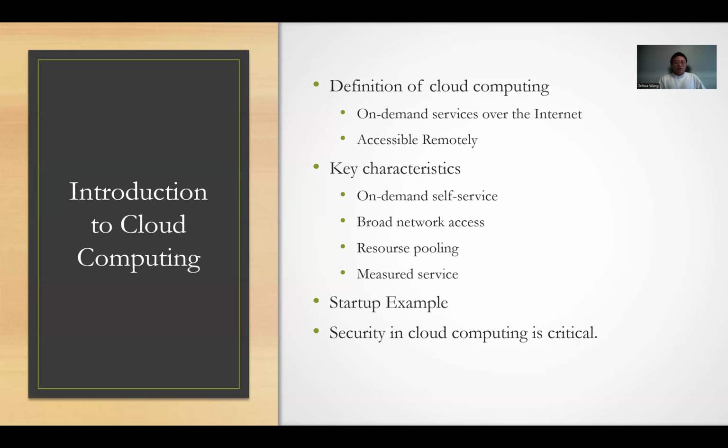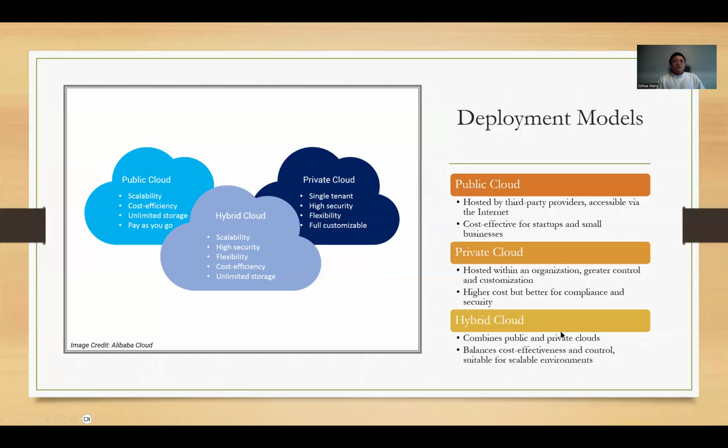Security is critical for cloud computing because a large amount of sensitive data is stored and processed in cloud environments. So let's first examine the deployment models. We have three of them. We have the public cloud, private cloud, and also the hybrid cloud. The public cloud is hosted by third-party providers like AWS, Google Cloud, or Microsoft Azure.